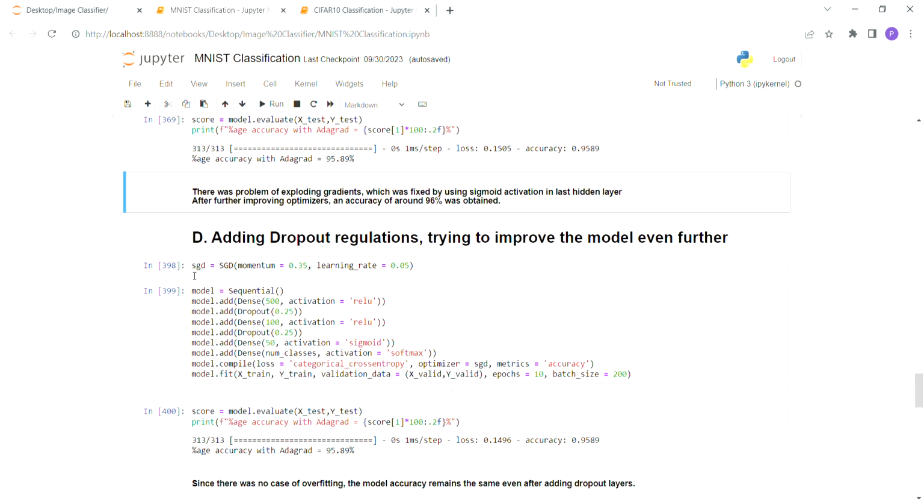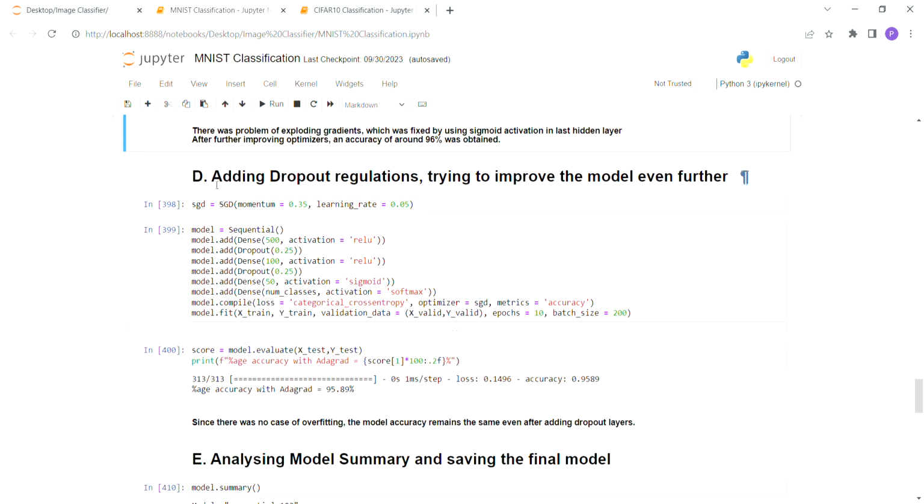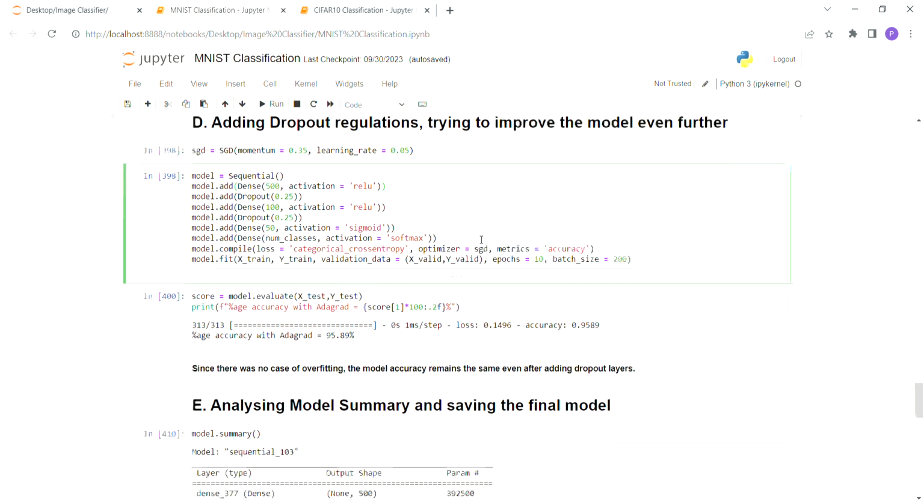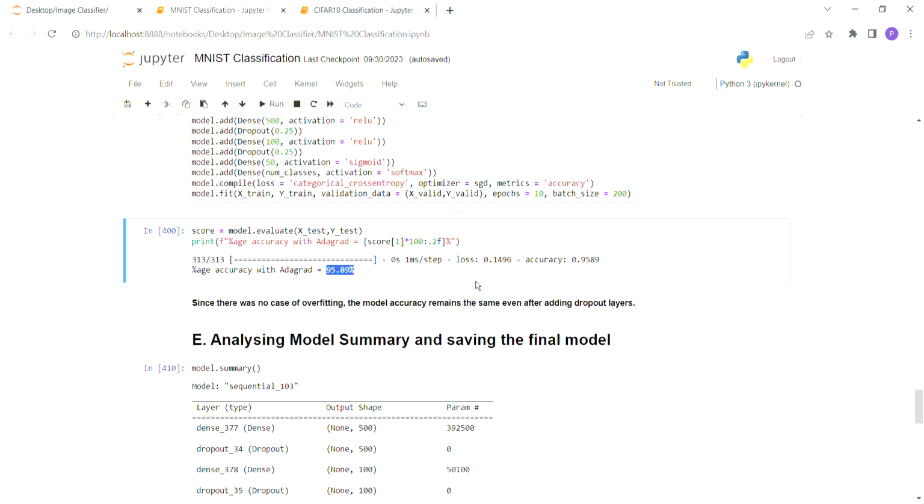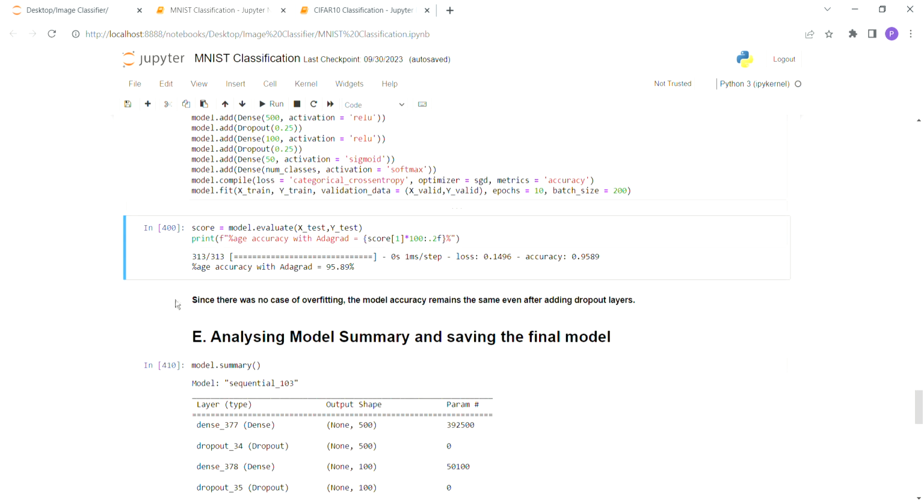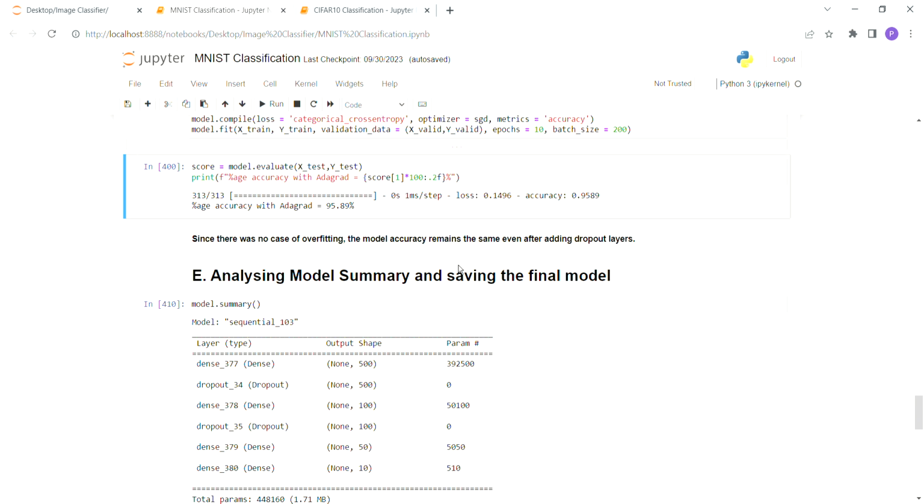Now we will be trying another thing in this model, that is we will be trying to add dropout regularization. In this, we will be randomly dropping out some of the perceptrons in each hidden layer. On doing this, we can see that the accuracy hasn't improved much, it is still around 96% only, and this indicates that there was no case of overfitting. And there should not be any overfitting actually, because the data that we are using for training is 60,000 images, which is quite large.